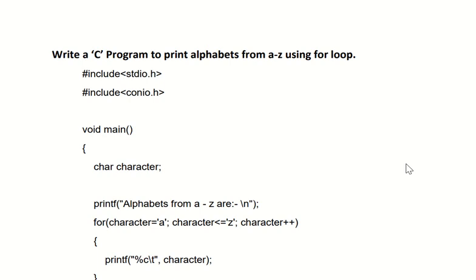Okay. So first of all, two header files, that is nothing but #include <stdio.h> and #include <conio.h>. So for this program we are using these two header files. After that, void main function, open the bracket. So as we are printing the alphabets from small a to small z, we will require one variable.